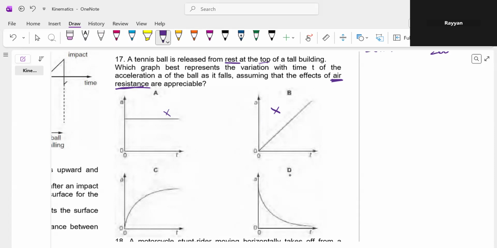How can we see? B is going down, negative. That is correct because air resistance is there. They are not saying negligible air resistance. They are saying air resistance is there. The effects of air resistance are appreciable. If they use the terminology negligible air resistance, or there is no air resistance, then you can choose the option in which the acceleration is increasing. In this, they have clearly mentioned that air resistance is appreciable. It means there is air resistance. So, due to air resistance, the acceleration will decrease. Now, the option is D.